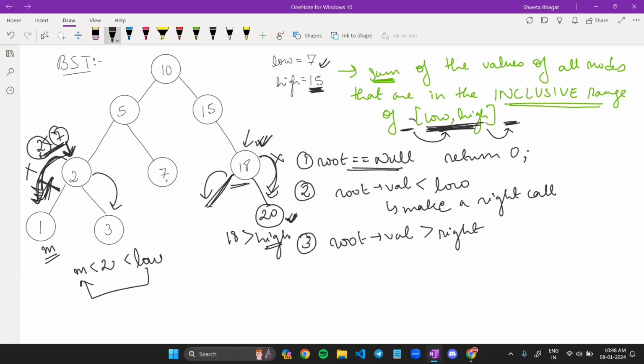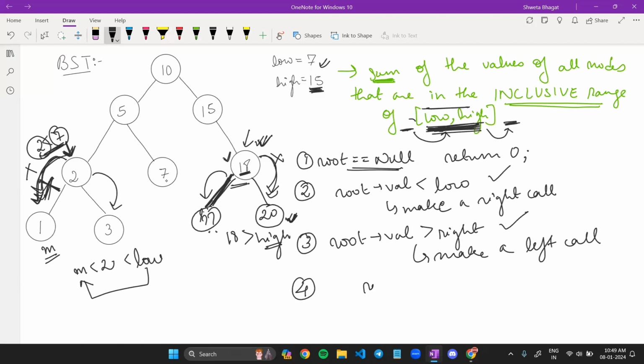Why? Because the values present on the left side are lesser than the node. So there is a possibility that we might find a value over here that is lesser than 18 and it's falling in the range of low to high. So we'll make a left call. Now coming to the fourth point, if my root's value is not less than low and it's not greater than high, then what does it mean? It means that it's falling in the range of low to high.